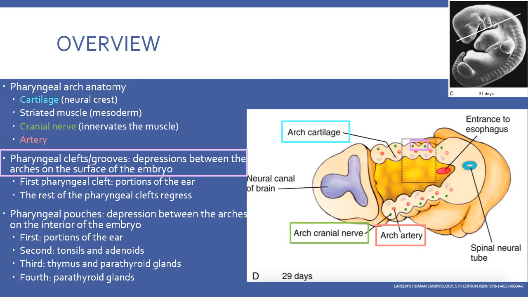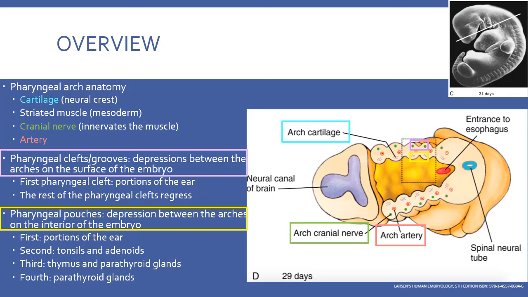All right, in addition to pharyngeal arches, we have a couple structures that are associated with them. Pharyngeal clefts, which are on the exterior of the embryo, and they're the depressions in between each arch. The first pharyngeal cleft will go on to become portions of the ear. The rest of them regress and disappear.